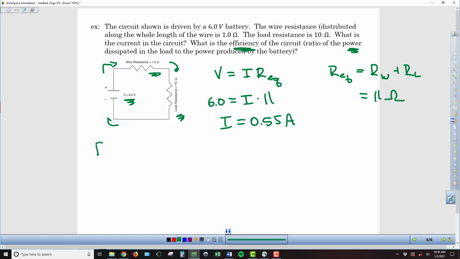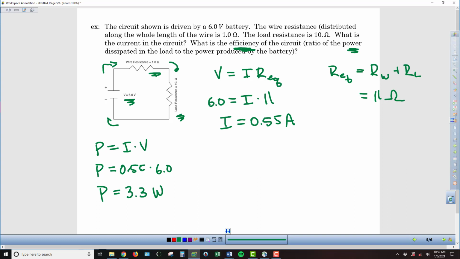So power, if you'll recall from our power law, is current times voltage. So in the case of the battery, to find the power being supplied by the battery, it's going to be our 0.55 amps times that 6 volts. So the total power in our circuit being provided by the battery, if we round off to 3 sig figs, we've got 3.3. And recall that power is measured in watts.